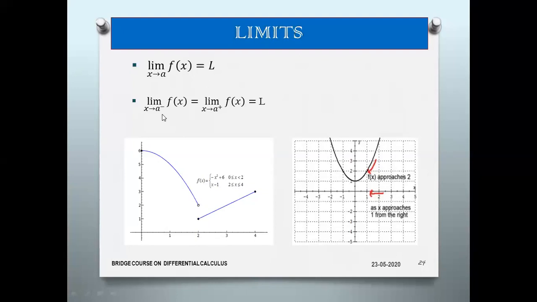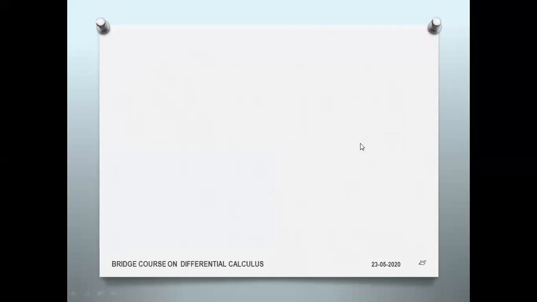Our definition says that this limit should be a finite quantity, and it should be equal both ways: x approaching from the left side of a, and x approaching from the right side of a. Now look at this example. This example tells us that the limit exists. From the left hand side f of x approaches 2, and from the right hand side also it approaches 2. So this is the concept of limits.